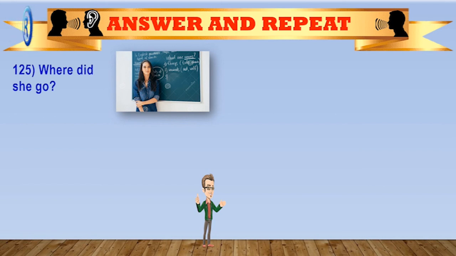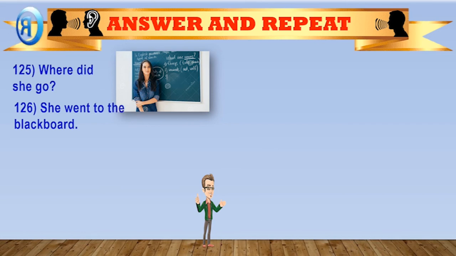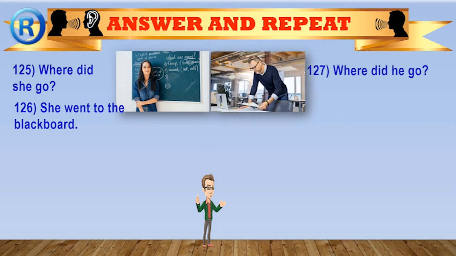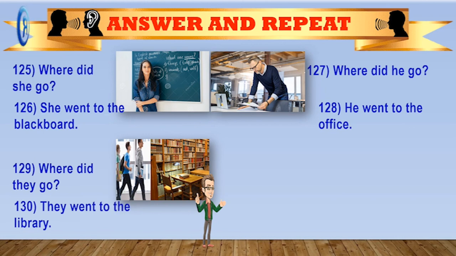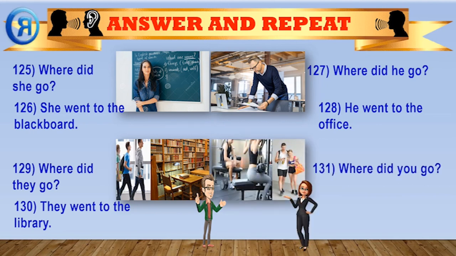125. Where did she go? 126. She went to the blackboard. 127. Where did he go? 128. He went to the office. 129. Where did they go? 130. They went to the library. 131. Where did you go? 132. We went to the gym.